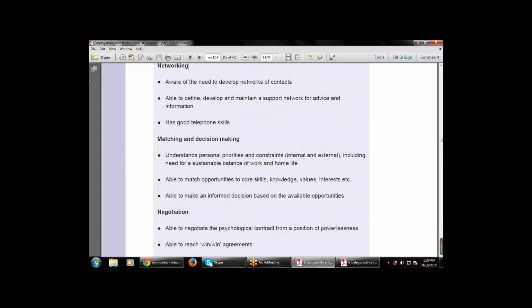including the need for a sustainable balance of work and home life, that is what is the need for a sustainable balance of work, that is how to work, and what is the home life for this one. Then being able to match the opportunities to core skills, knowledge, values and interests, etc. That is how to match the opportunities, what are the various opportunities to core skills, knowledge, values, interests, etc. Then being able to make an informed decision based on the available opportunities, that is how to manage the informed decision that is based on the available opportunities.